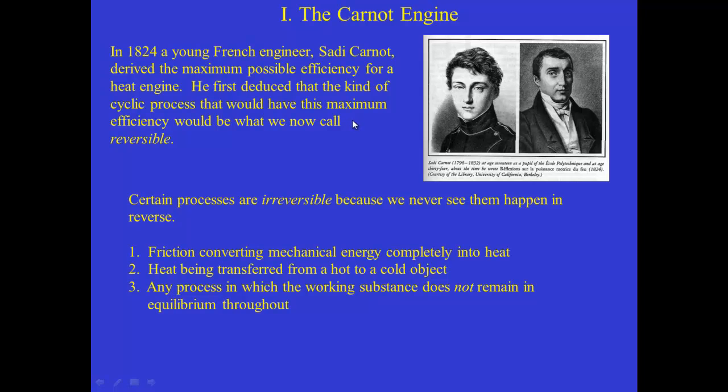For us to understand how Carnot did this work, we need to think a little bit about what processes are irreversible in nature. Irreversible means that although they might happen in one direction, you could never turn around and have the same thing happen in reverse. One example is friction converting mechanical energy completely into heat. That can happen in one direction, but we can never completely convert heat into mechanical energy, and that's just something that we observe in nature.